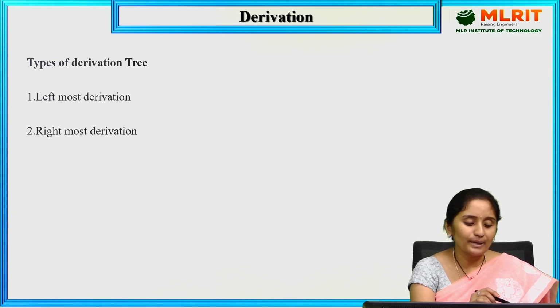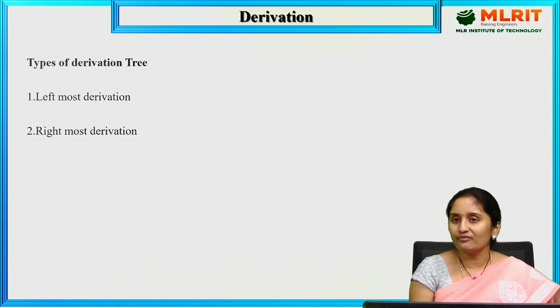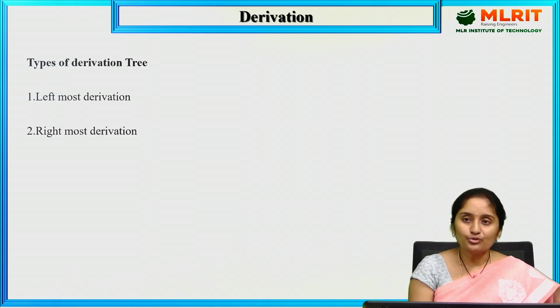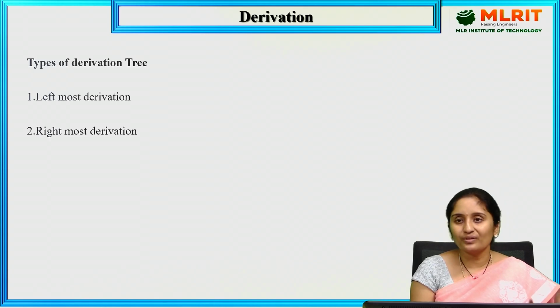There are two types of derivation trees: the leftmost derivation tree and the rightmost derivation tree. We have already seen these derivations. In the leftmost derivation tree, or parse tree, we derive by applying from the left side. In the rightmost derivation tree, the non-terminals are replaced from the right side. That is the difference between the leftmost derivation and the rightmost derivation.